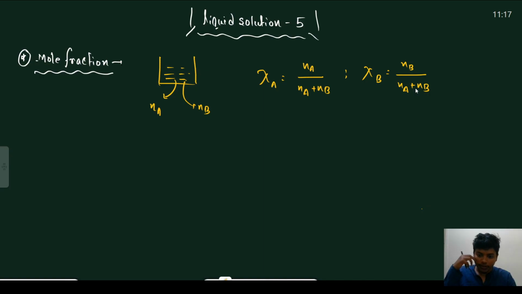Clear? Understood? Like here, if I ask you how many boys are in this class, you will tell me sir 2 by 4 or 1 by 2. What is the fraction of boys in this classroom? You will tell sir 2 by 4. That is the number of boys in the classroom divided by the total number of students, right? So like that, mole fraction is the number of moles divided by total moles. Clear? Do you have any doubt, anyone?